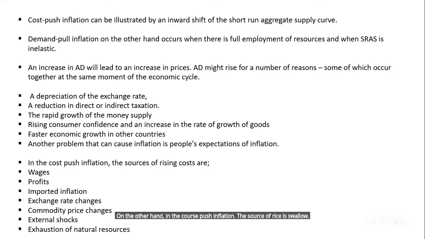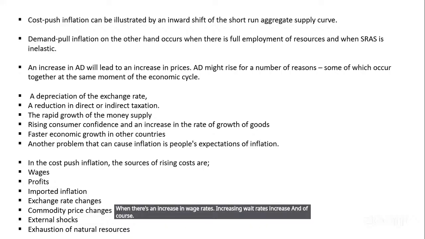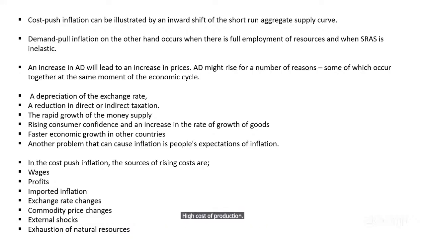When there's an increase in wage rates, it can cause high cost of production, which can lead to a reduction in aggregate supply, and which can lead to cost push inflation. Profit motive: as a rational businessman who wants to maximize profit, you may decide to produce goods and services beyond the limits, and it will also cause cost push inflation.